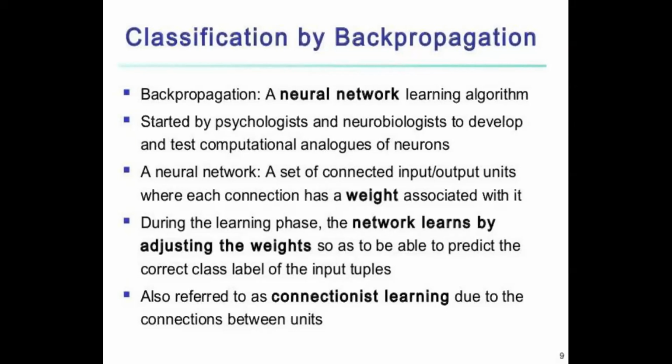networks. The backpropagation algorithm performs learning on a multi-layer feed forward neural network. It iteratively learns a set of weights for the prediction of the class label of tuples. A multi-layer feed forward neural network consists of an input layer, one or more hidden layers, and the output layer. An example of a multi-layer feed forward network is shown in the figure, with input layer, hidden layers, and output layer.